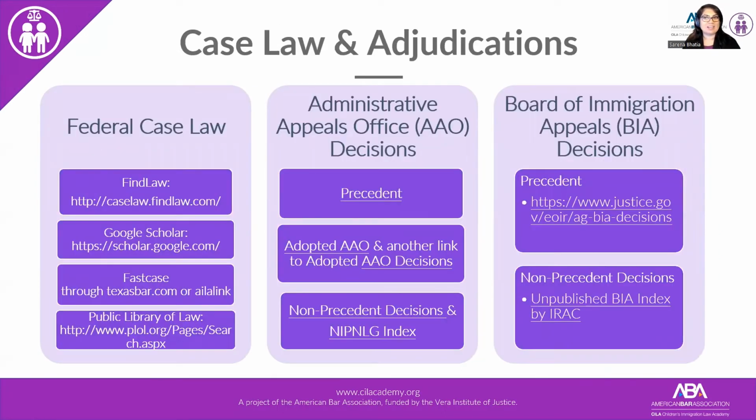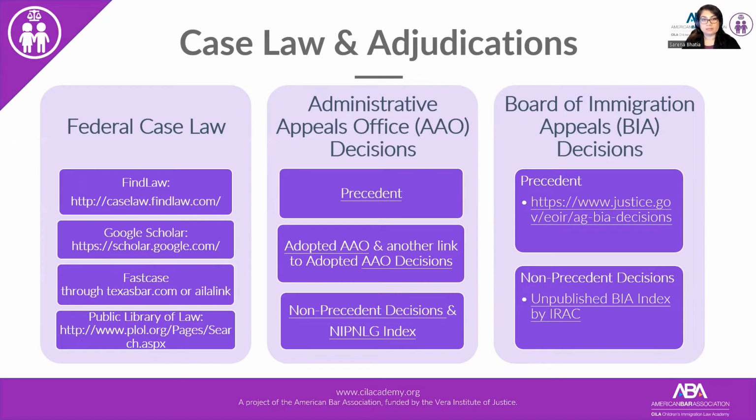Going on to case law and adjudications. With federal case law, it's important to be aware of what circuit you're in. For example, Texas is in the 5th Circuit, so immigration judges will look to that circuit's case law. You may find some helpful or relevant case law in the federal courts for visa petition appeals, such as SIJ status, as well as elements of asylum, such as the particular social group.